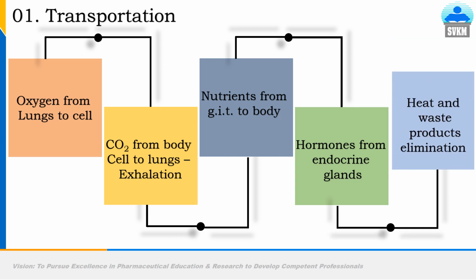And the last point is that in the transportation, heat and waste products are mainly eliminated from the body. If you see, in case of blood plasma, it is near about 91.5% water, and this water which is present in the blood plasma has absorbing and cooling properties. So whatever extra heat is generated, that heat is absorbed by the water and it is eliminated through the skin through the sweating process.